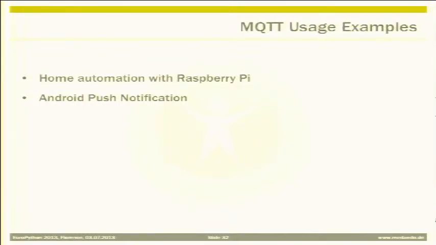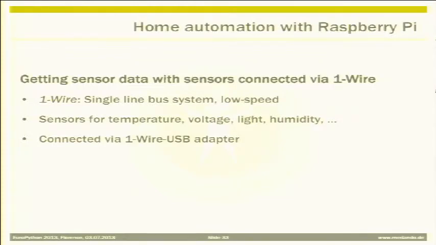So two examples that I want to show are the basics of home automation using a Raspberry Pi and implementing a push notification service for Android. Home automation with Raspberry Pi: the basic principle is you're getting sensor data with sensors that are connected somehow to the Raspberry Pi, and I'm using the one wire interface for connecting the sensors. One wire is a single line bus system, very low speed, very low overhead of data.